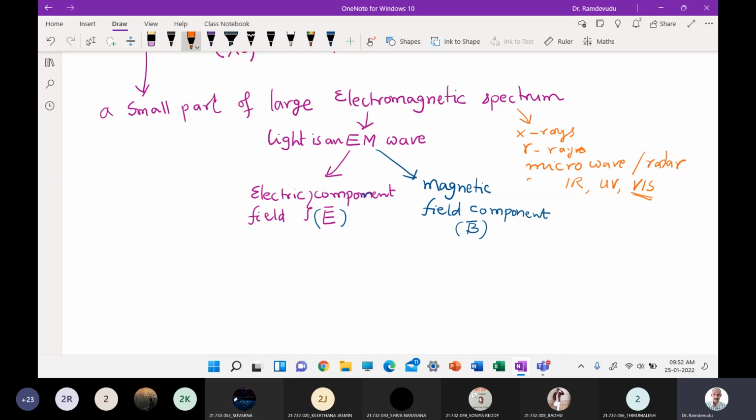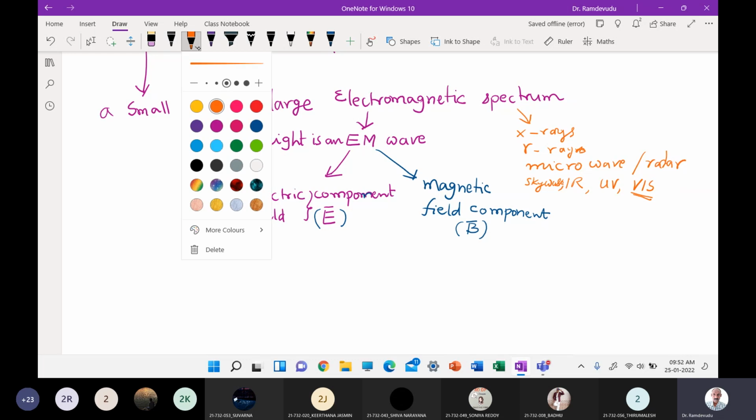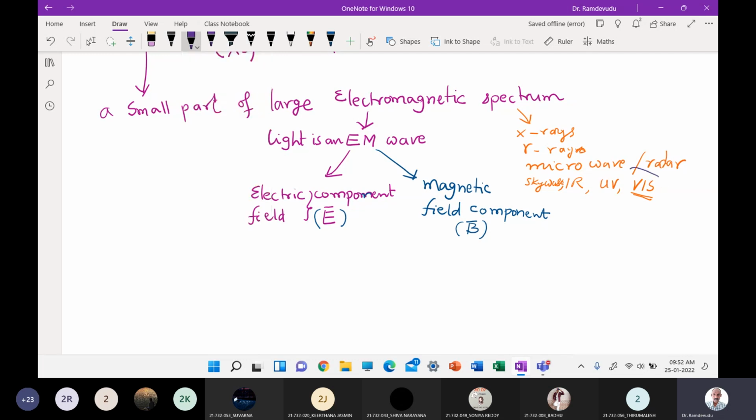Sky waves, etc. All these are part of the electromagnetic spectrum, but we will only focus on the visible spectrum, where the wavelengths are from 400 angstroms to 700 angstroms, 400 being violet and 700 approximately red.